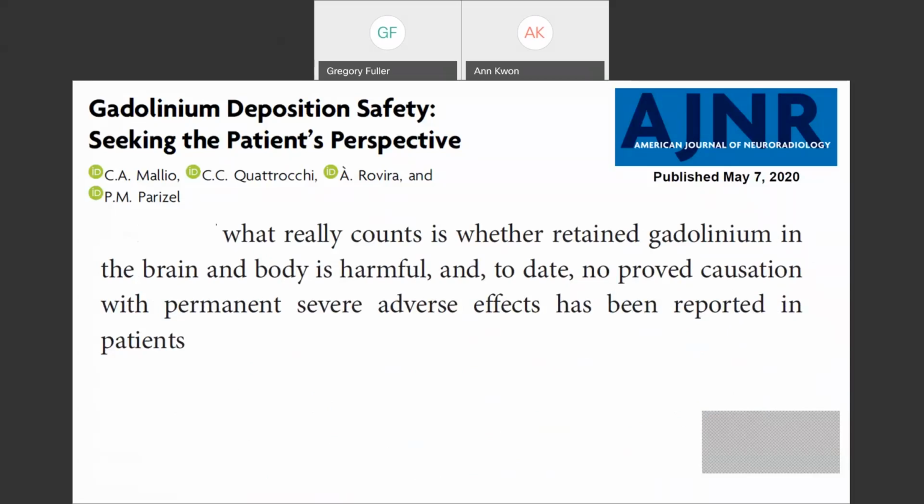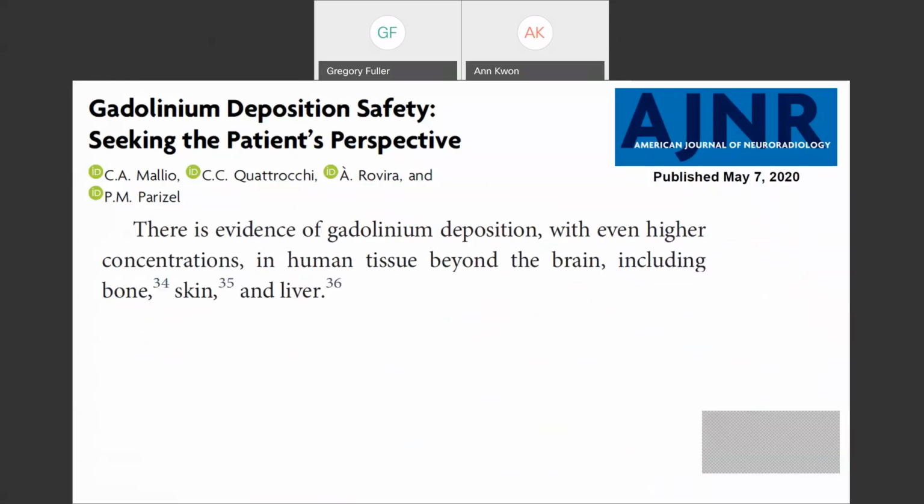To date, no proved causation of any permanent severe adverse effects has been reported in patients with normal kidney function. Now, there is a proposed gadolinium deposition disease, and maybe in some other settings other than kidney, but that is purely a postulate. There is no data to support it. That's really what's important right now to patients.